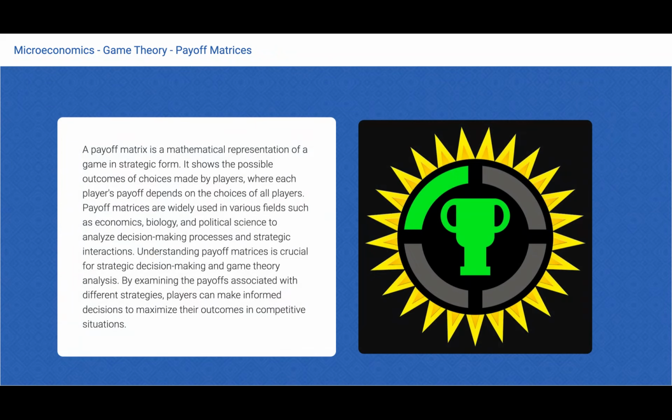A payoff matrix is a mathematical representation of a game in strategic form. It shows the possible outcomes of choices made by players, where each player's payoff depends on the choices of all players. Payoff matrices are widely used in various fields such as economics, biology, and political science to analyze decision-making processes and strategic interactions. Understanding payoff matrices is crucial for strategic decision-making and game theory analysis. By examining the payoffs associated with different strategies, players can make informed decisions to maximize their outcomes in competitive situations.